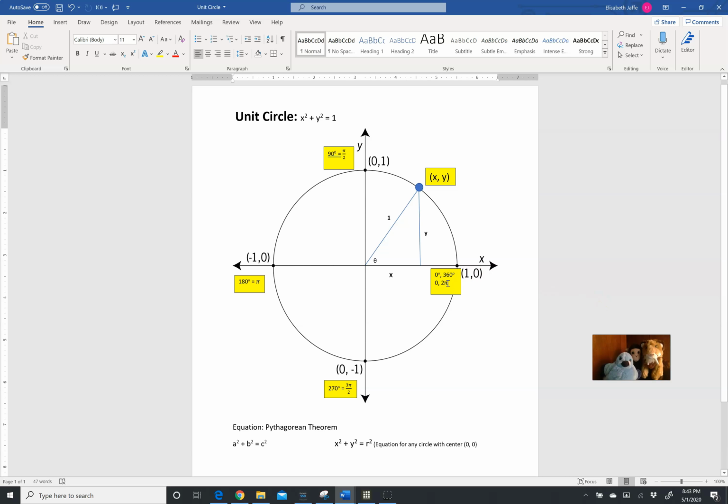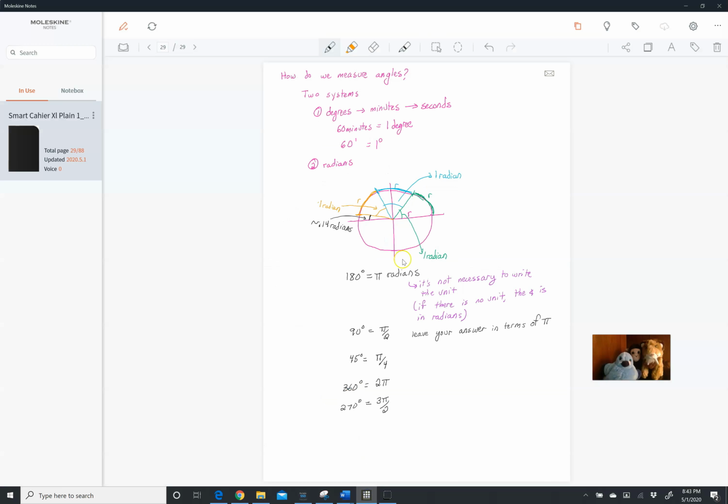Okay, and what else does that mean? That means that the sine of 0 radians is 0. The cosine of 0 radians is 1. The sine of 2 pi radians is 0. The cosine of 2 pi radians is 1. The sine of pi over 2 radians is 1. The cosine of pi over 2 radians is 0, and so forth. So the sine and the cosine of 180 degrees is the same as the sine and the cosine of pi. Okay? And same thing here. Sine and cosine of 270 degrees is the same as the sine and the cosine of 3 pi over 2.